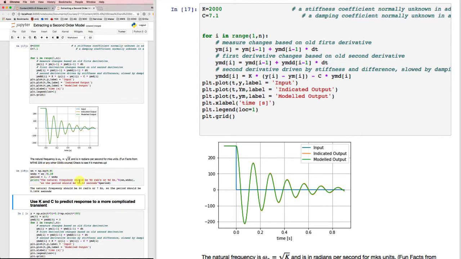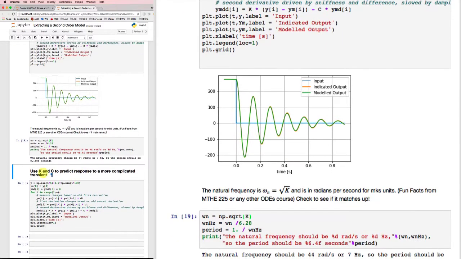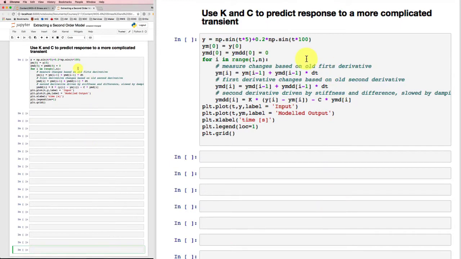So having got that to work, I can go back and use that K and that C to predict the response to a more complicated transient. So suppose I had a transient that looked like this, and I want to use my K and C values to predict the response to something more complicated. Now I've got a sinusoidal variation at a low frequency plus a sinusoidal variation at a much higher frequency. So you might think of this as being the actual signal and some high frequency noise.